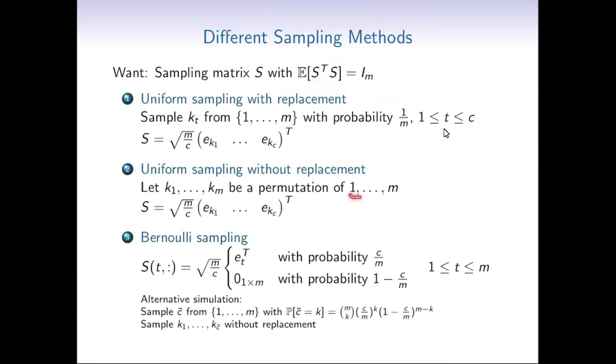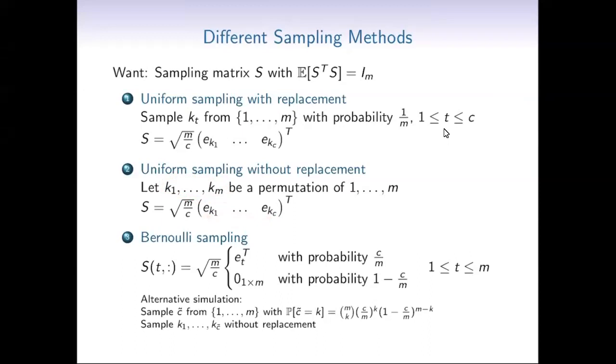So there, what you do is you take your indices from 1 to m, you perform a random permutation of these indices, so you get k1 through km, and then you just pick the first c of these indices and put them in the sampling matrix. So the corresponding columns of the identity can extract the corresponding columns of the matrix A.